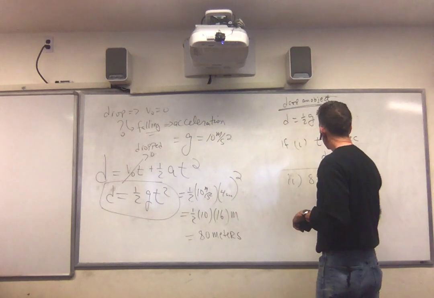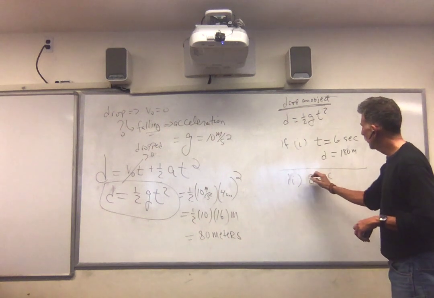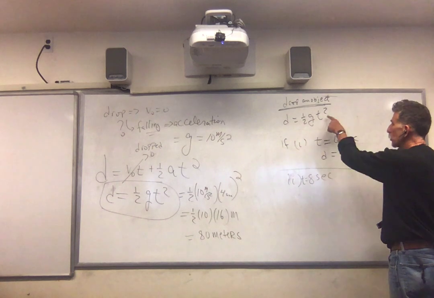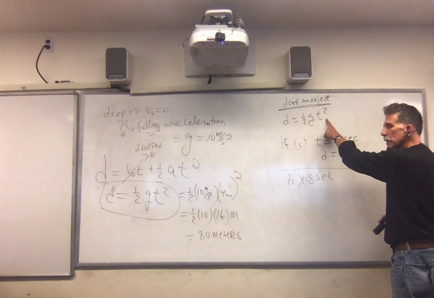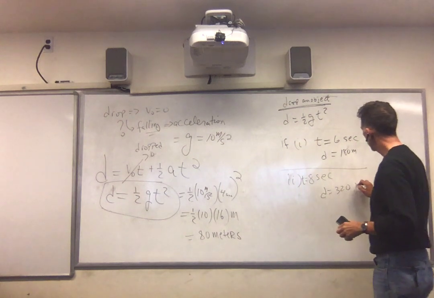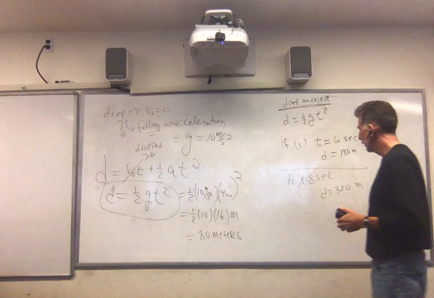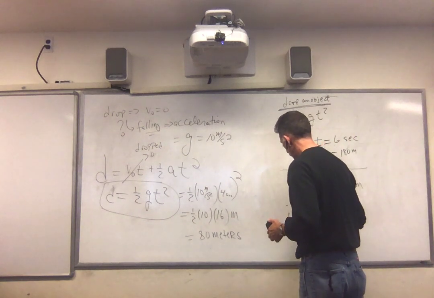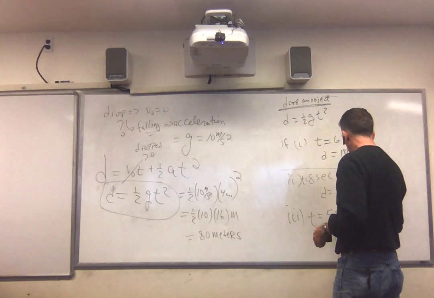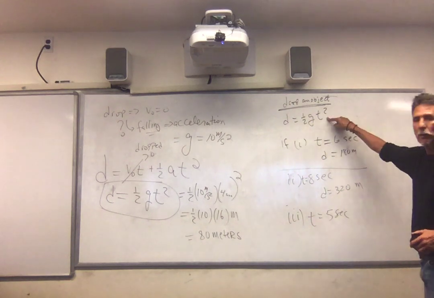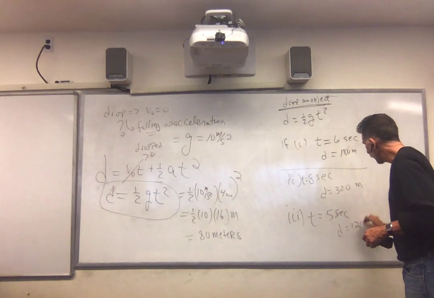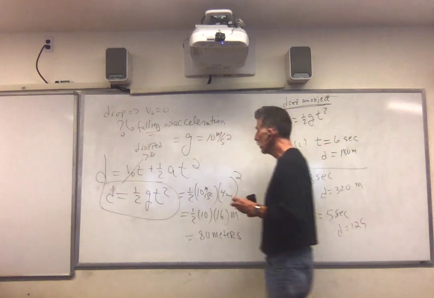8 seconds. So again, in your head, what's 8 squared? 64. Times 10, 640. Divided by 2, 320. It's really hard, right? Okay, what if t equals 5 seconds? Uh-oh, that looks hard. What's 5 squared? 25. Times 10, 250. Divided by 2, 125.